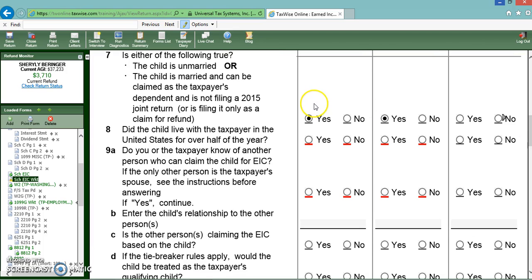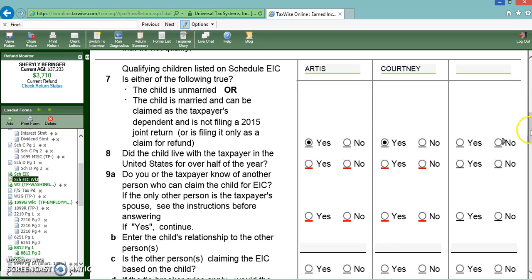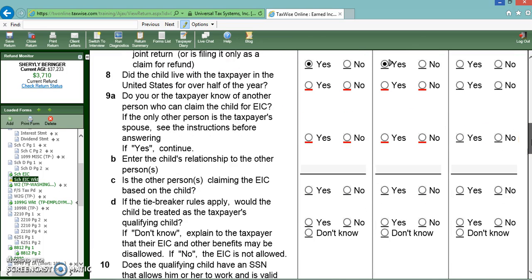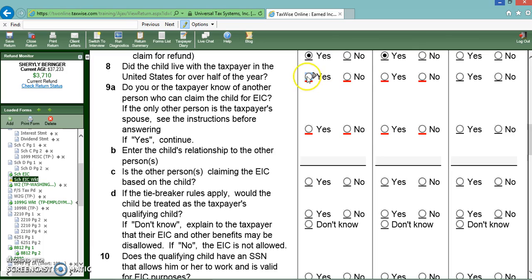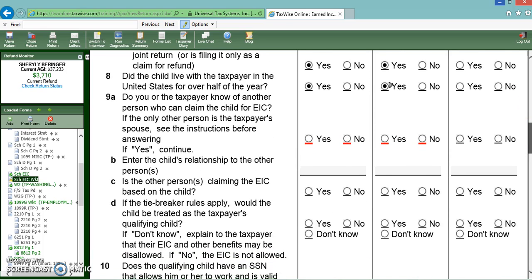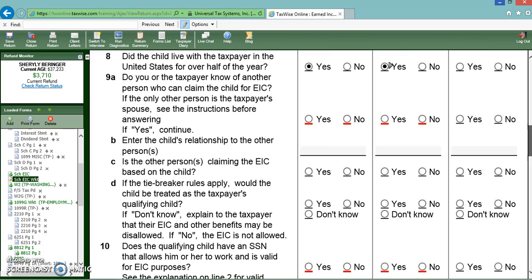This is basically what this question is trying to get at. So if the child is unmarried, you just check yes like we did, and then you move on to the next one, or if the other one is true. Either one needs to be true. Did the child live with the taxpayer in the United States for over half the year? Yes, they did, because it says in the problem they lived 12 months, and this is going to be the case most of the time. They need to live over 6 months with the taxpayer.